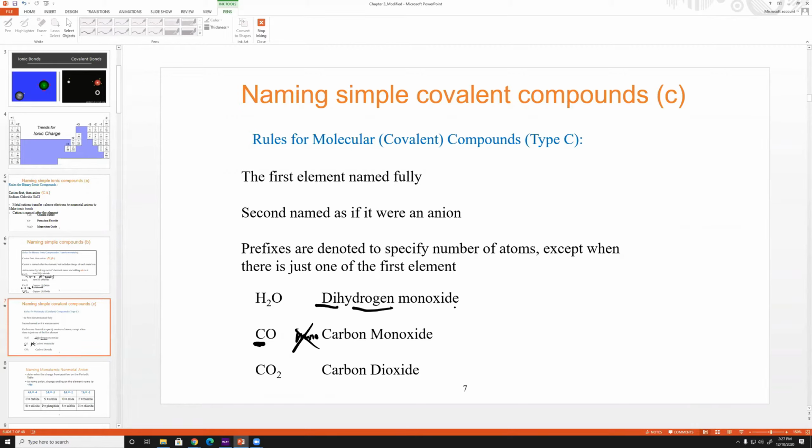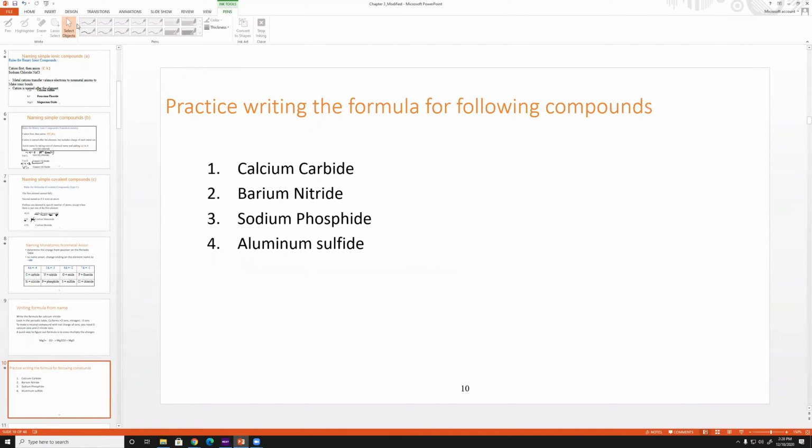And then for the second element, you are writing the IDE ending, again, just like we did for ionic, and this time adding the prefix for the number of that atom or element. So let's do some practice. These are some practice problems with some ionic bonds. And first thing first is to recognize if they're ionic. Calcium, barium, sodium, aluminum are all metals, and then the anions are listed here.